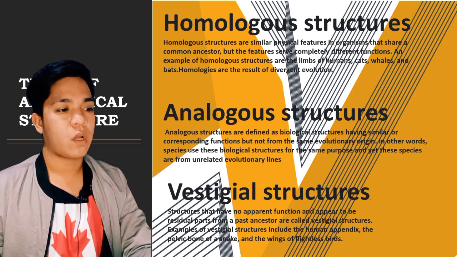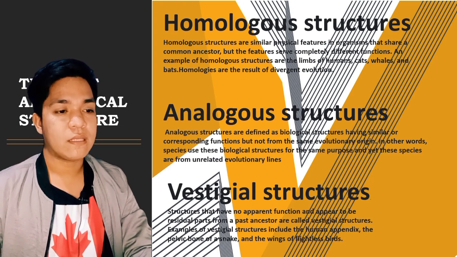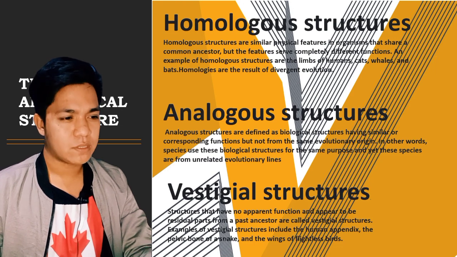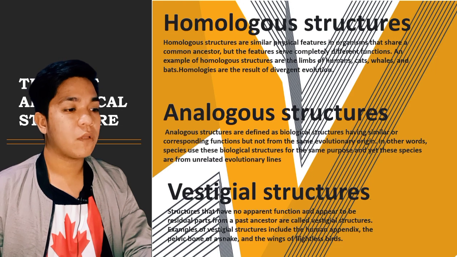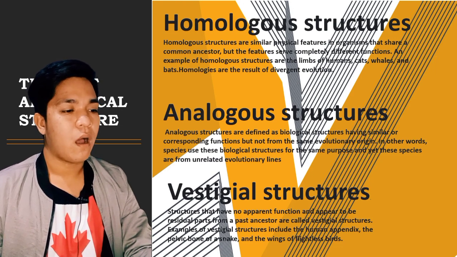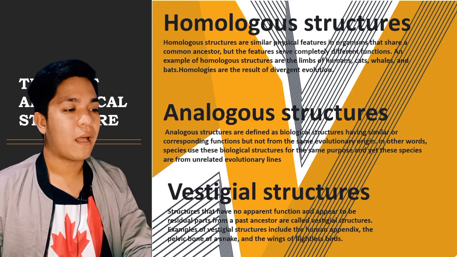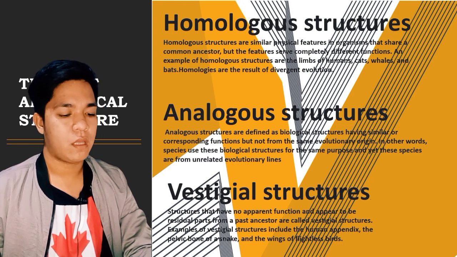Homologous structures are similar physical features in organisms that share a common ancestor, but the features serve completely different functions. An example of a homologous structure is the limb of a human, a cat, and a bat. Homologous structures are the result of divergent evolution.